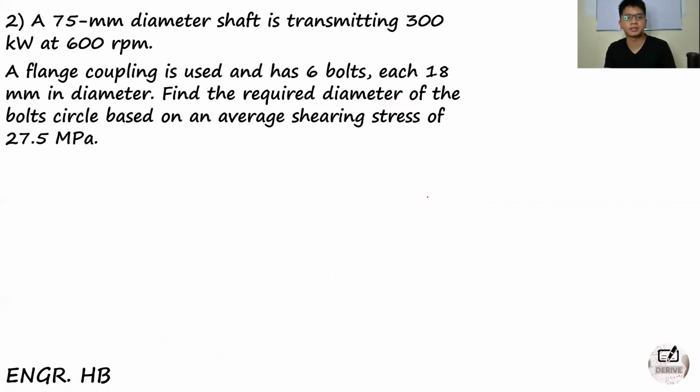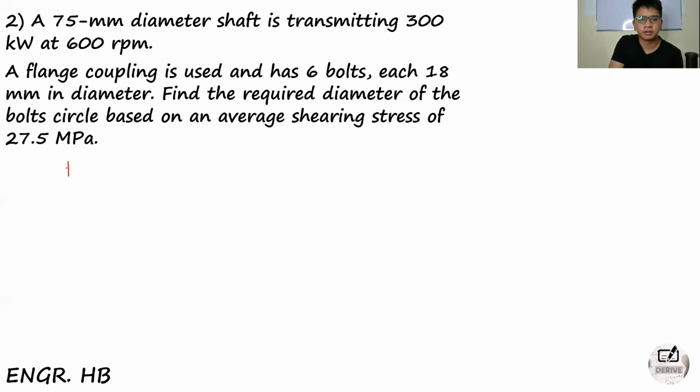Now the second item. A 75 millimeter diameter shaft is transmitting 300 kilowatts at 600 RPM. A flange coupling is used and has 6 bolts, each 18 millimeter in diameter. Find the required diameter of the bolt circle based on an average shearing stress of 27.5 megapascal. Basically, this topic is under coupling design. So let's solve: find the required diameter of the bolt circle.